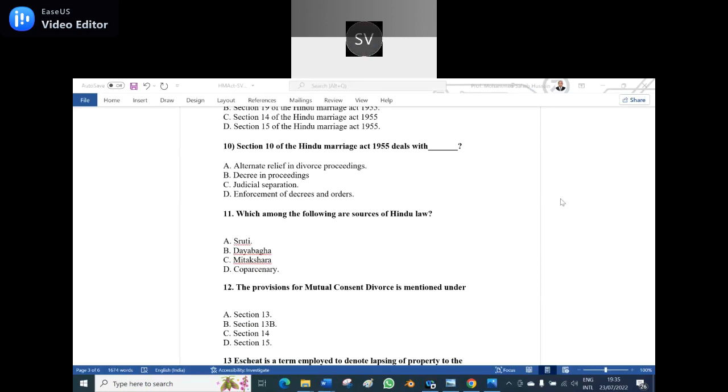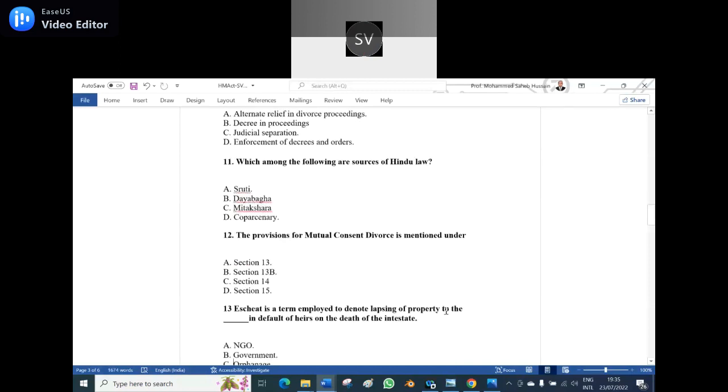12th question. The provisions of mutual consent divorce are mentioned under option A, Section 13. Option B, Section 13B. Option C, Section 14. Option D, Section 13B. Yes, very good. Can someone name the famous case laws of Section 13B?